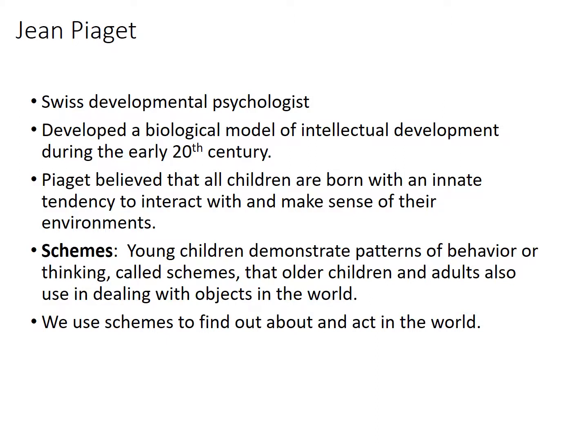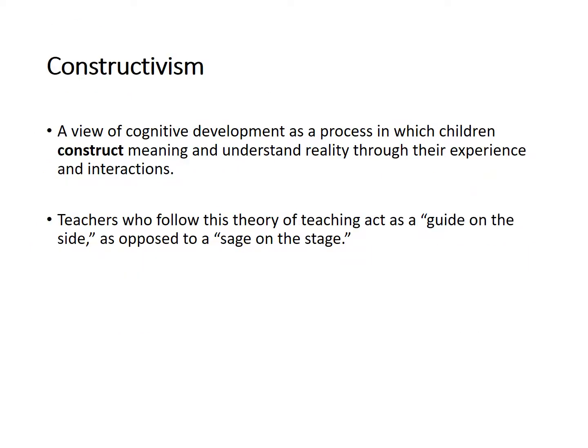And Jean Piaget said children are always doing that. As a matter of fact, they do it through school, and adults develop more and more sophisticated schemes of understanding the world. Out of these ideas grew a view of cognitive development as a process in which children construct their own meaning and understand reality through their experience and interactions. So, for example, the child who has constructed a new scheme for water has constructed the meaning of water. No one has taught him what water is.